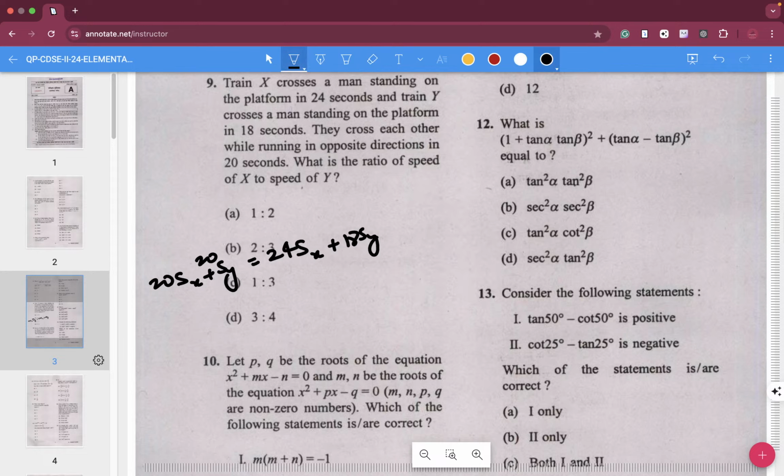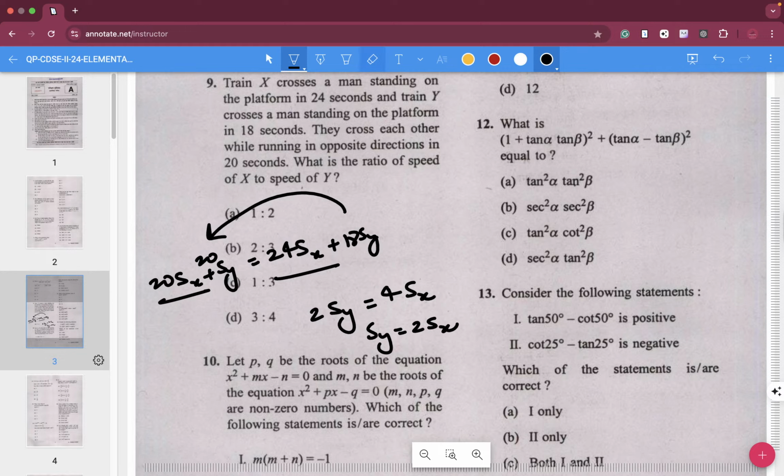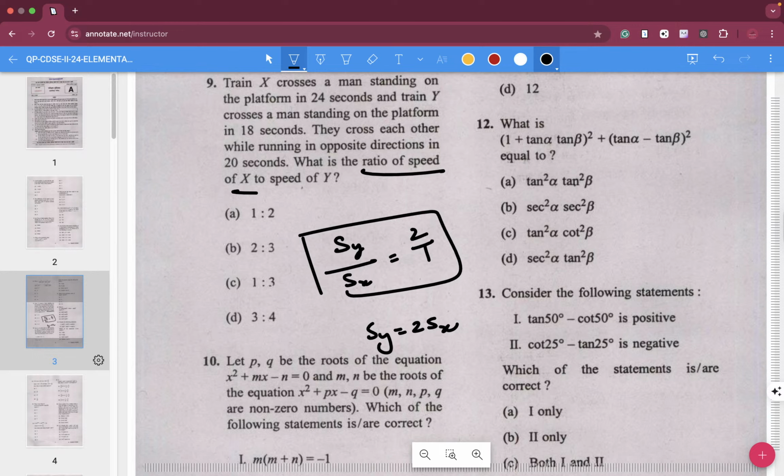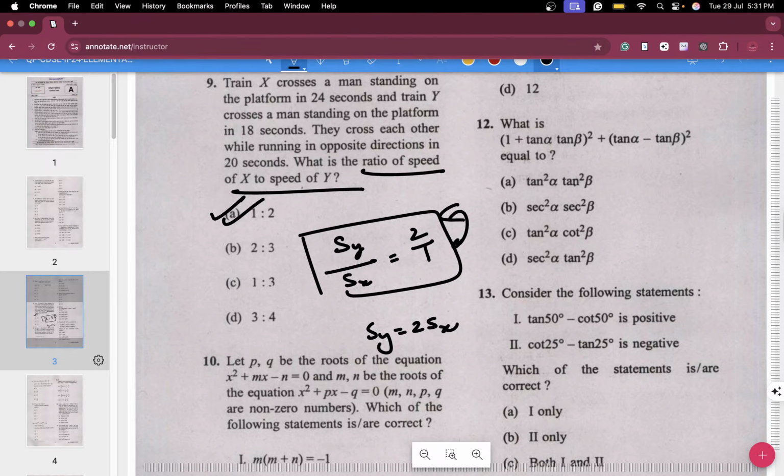Over here 20 Sx and 24 Sx, and 20 Sy and 18 Sy, so 2 times Sy is equal to 4 times Sx, which means Sy is equal to 2 times Sx. Sy is the speed of Y and Sx is the speed of X. So Sy divided by Sx is 2 by 1, and they have asked the ratio of the speed of X to Y, so we just flip it and make it 1 is to 2.